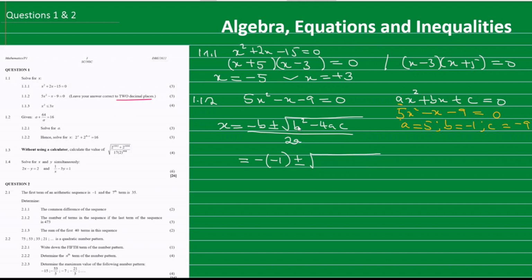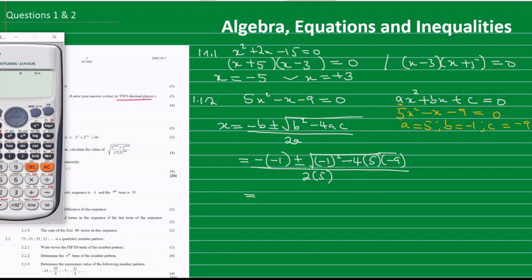This will give us b squared. b is negative 1, squared. Remember, especially if your b is negative, to write it inside brackets so that your negative will turn to positive. That's part of the algebra. So the formula goes on to say minus 4, a is 5, c is negative 9. Everything is divided by twice the value of a, which is 5. So just enter these values in your calculator.